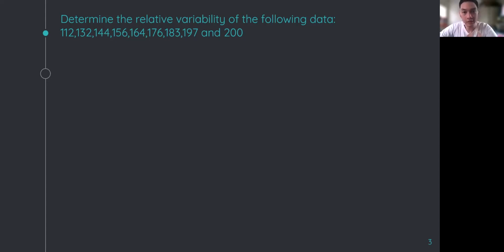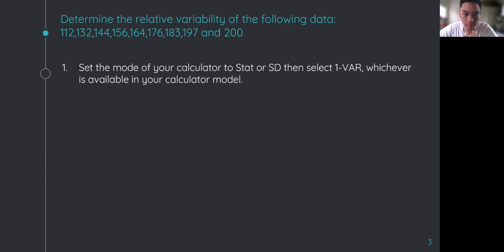So the next problem is: determine the relative variability of the following data: 112, 132, 144, 156, 164, 176, 183, 197, and 200. This problem can be solved by using formulas. For the mean formula, you add all the values and divide by the total number of values, and you can use the standard deviation formula, but it will take time to solve this problem using those formulas. So to solve this problem faster, you can use your calculator.